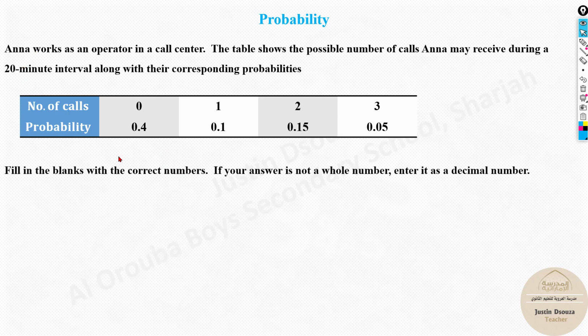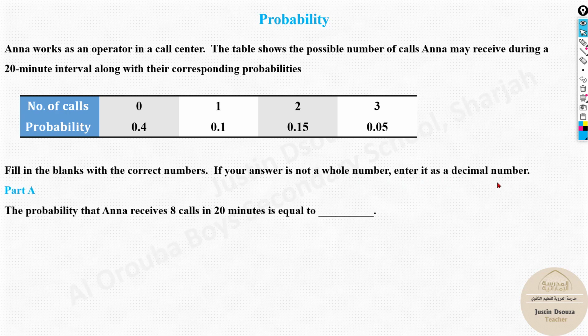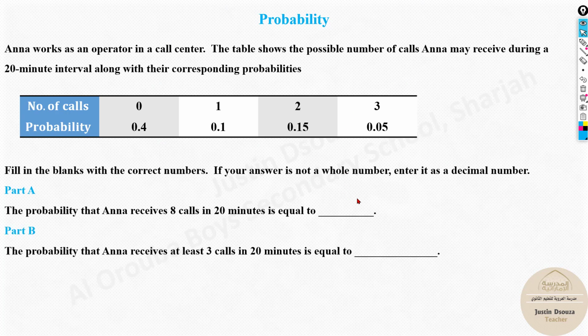So now let's see, what do we have to find? Fill in the blanks with the correct numbers. If your answer is not a whole number, enter it as a decimal number. The probability that Anna receives 8 calls in 20 minutes is equal to, now 0 is 0.4, 1 is 0.1. Over here, can you see anywhere 8? It's not given, so that's beyond the scope of this problem. So we just don't write anything over here. It's 0.